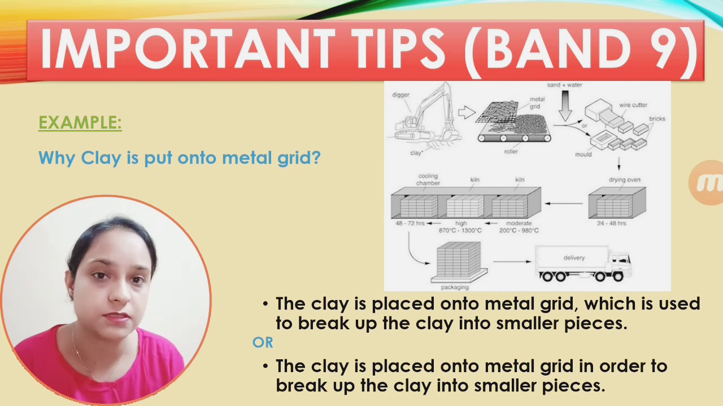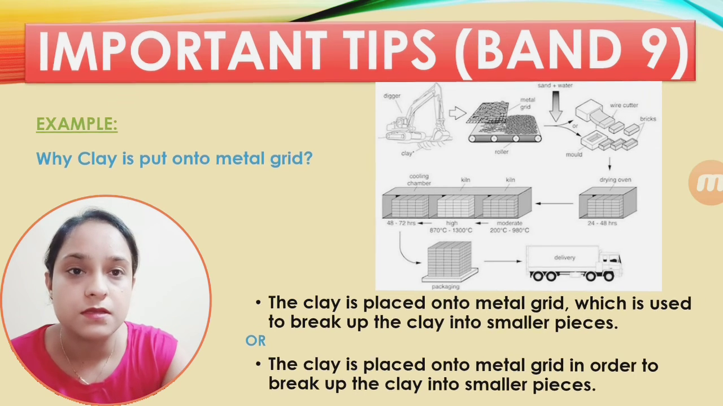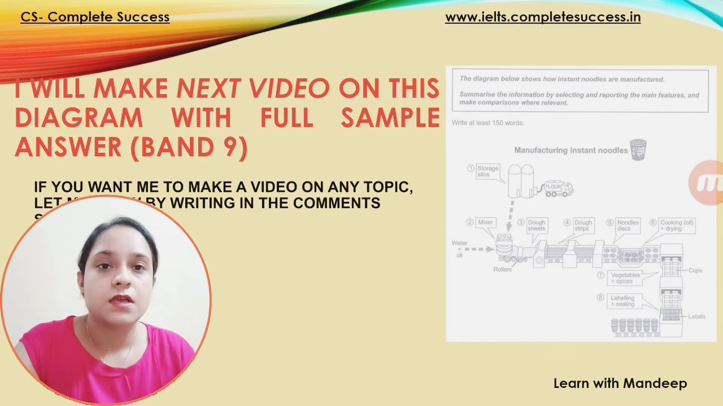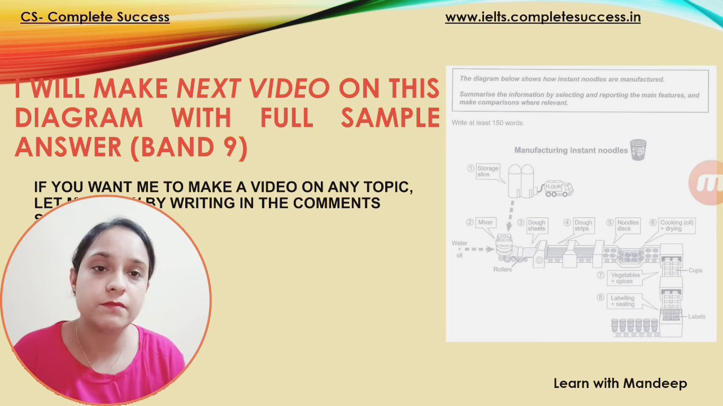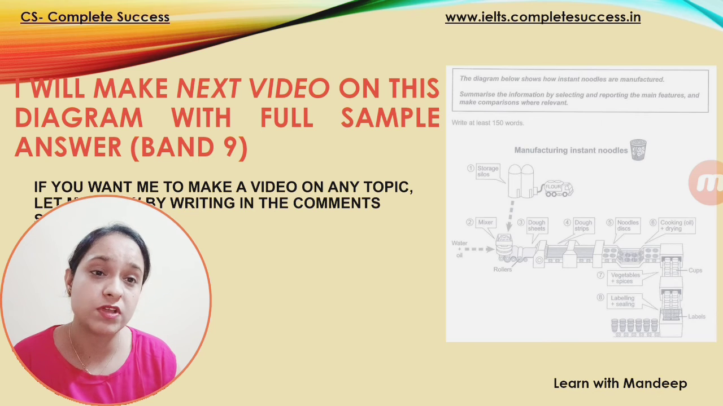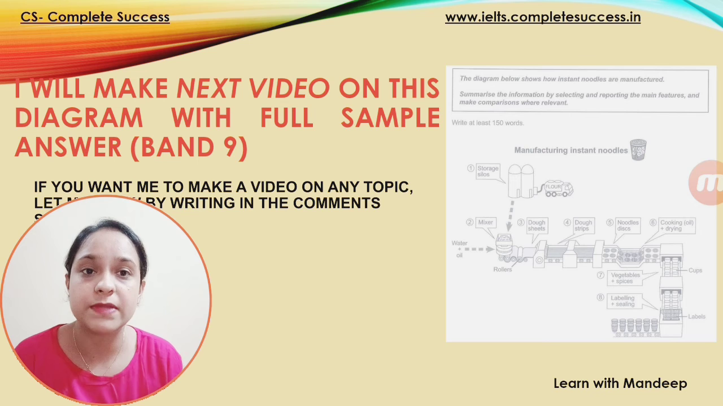Now I will make a video on that diagram. The diagram here I have given says that the diagram below shows how instant noodles are manufactured, and I will make a full sample answer on that in my next video, and you will be able to understand how to explain a diagram or a process to get a band 9.